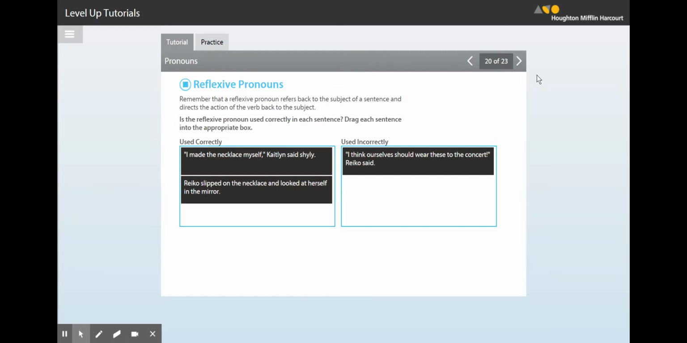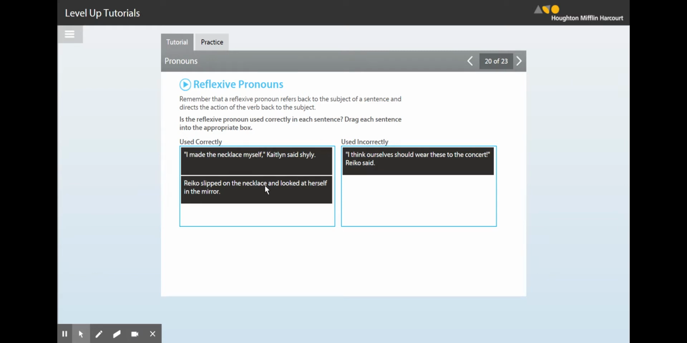Remember that a reflexive pronoun refers back to the subject of a sentence and directs the action of the verb back to the subject. So, "I made the necklace myself," Caitlin said shyly. So myself is referring back to I. They're both in first person, and they're both singular.